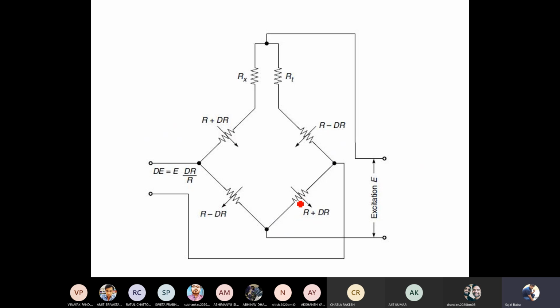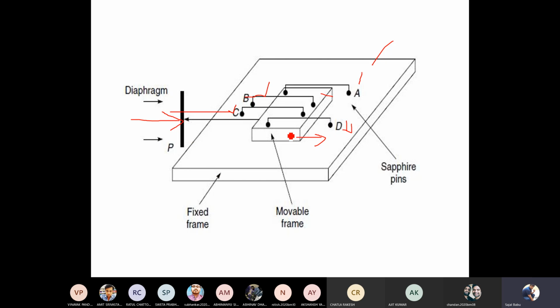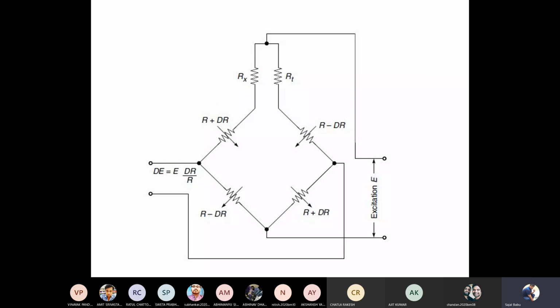So initially, when we have not applied any pressure here, everyone will be at one length, right? When all are having the same length, all the resistances will be the same, and because of that you can call it a bridge here. This resistance is same, this resistance is same, this resistance is same, so all the resistances are the same here. You can call it a Wheatstone bridge here.